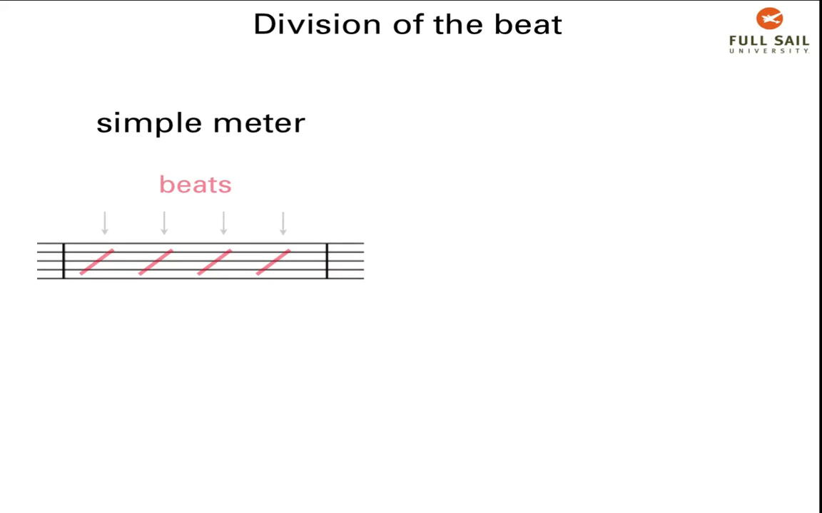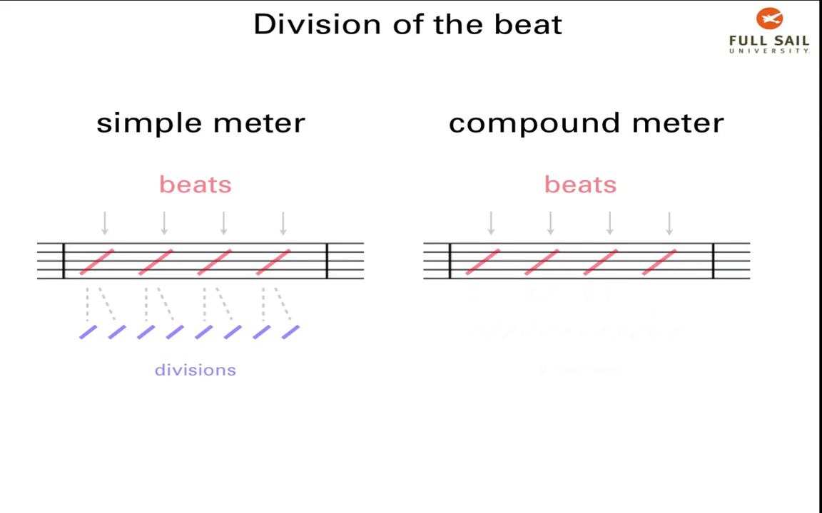In simple meter, each beat gets divided by 2, while in compound meter, each beat gets divided by 3.